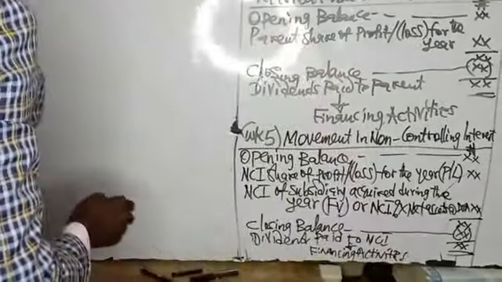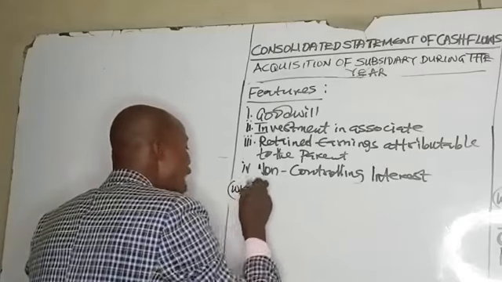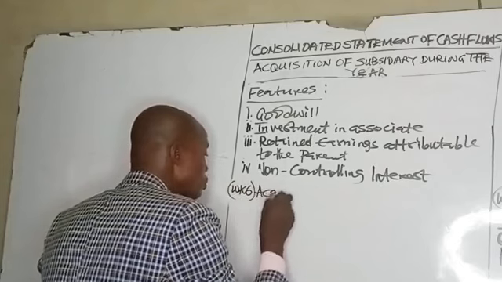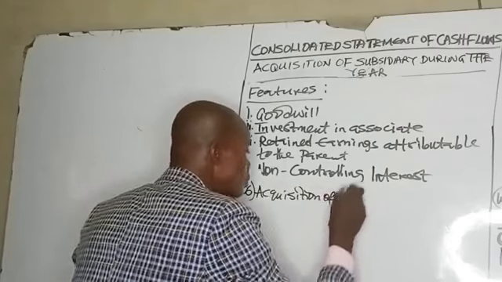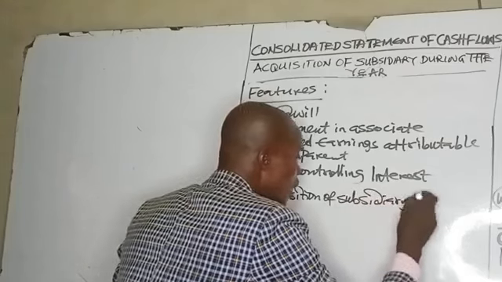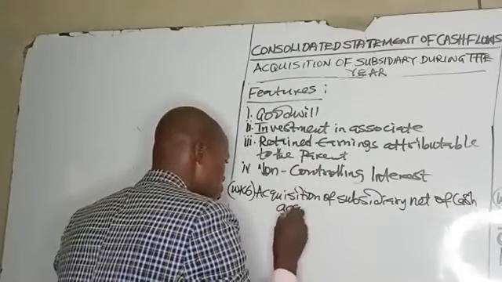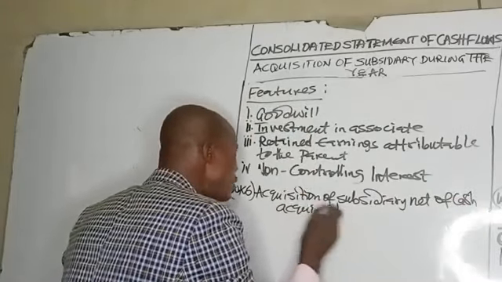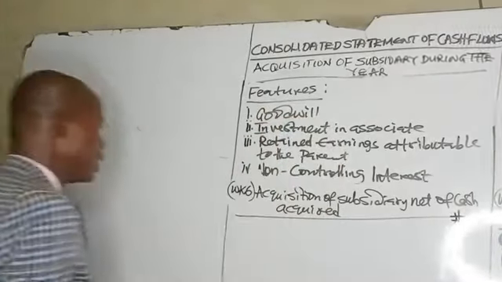You report it under financing activity. Working number 6. We have acquisition of subsidiary, net of cash acquired. This will need to be calculated where there is acquisition of subsidiary during the year.